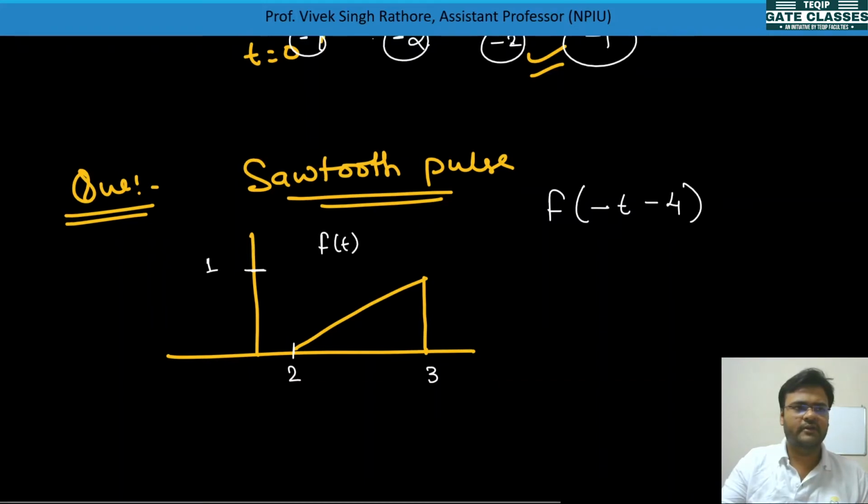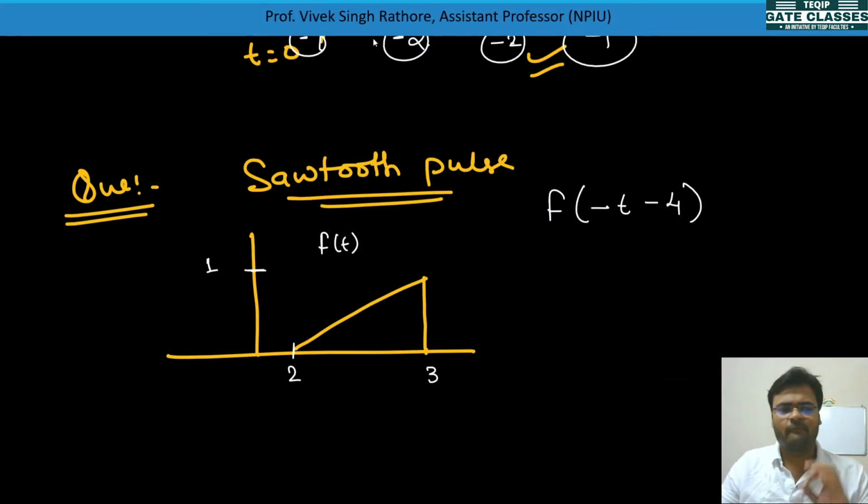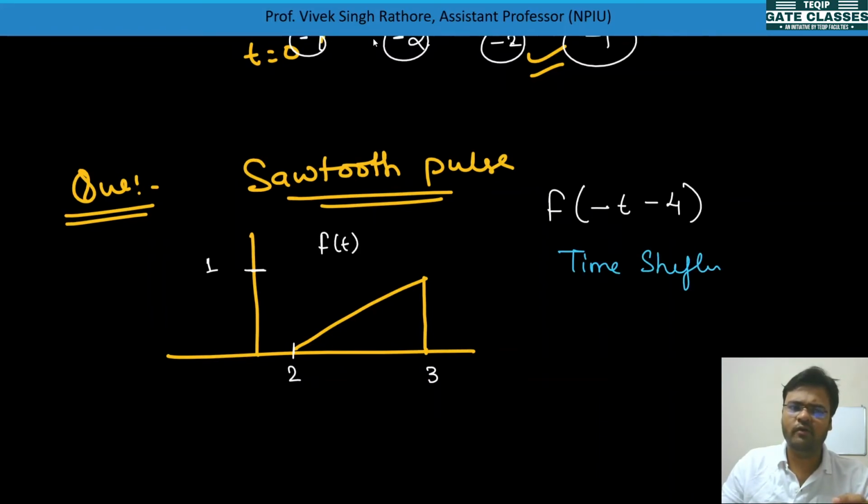Whenever we do this type of operation, first you need to do time shifting. Anyway, you can do it by other methods also, but that will leave you with a lot of steps. For shorter tricks, you can prefer time shifting first, then you can go for time reversal or time scaling. So the first step will be f(t-4); you need to plot f(t-4).